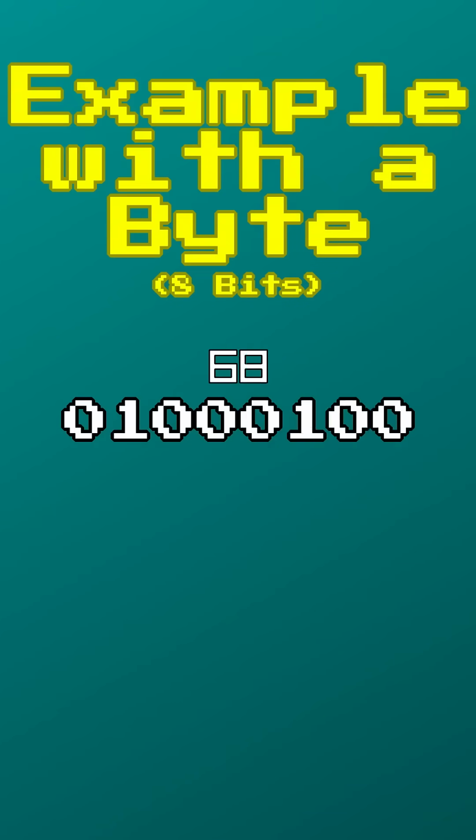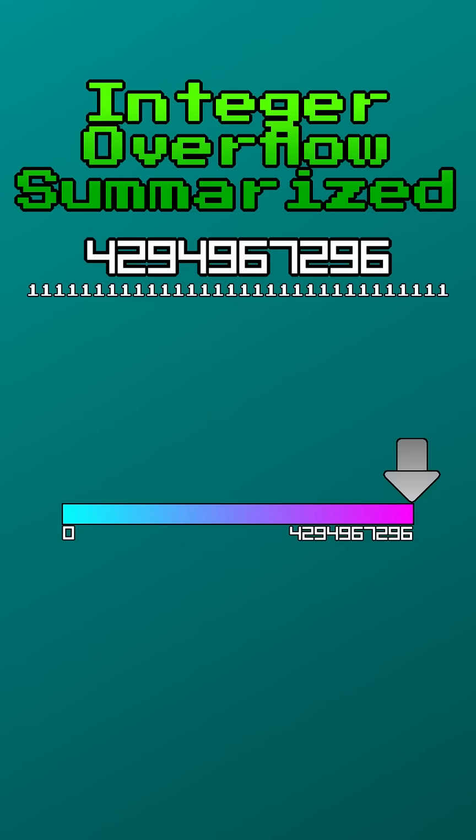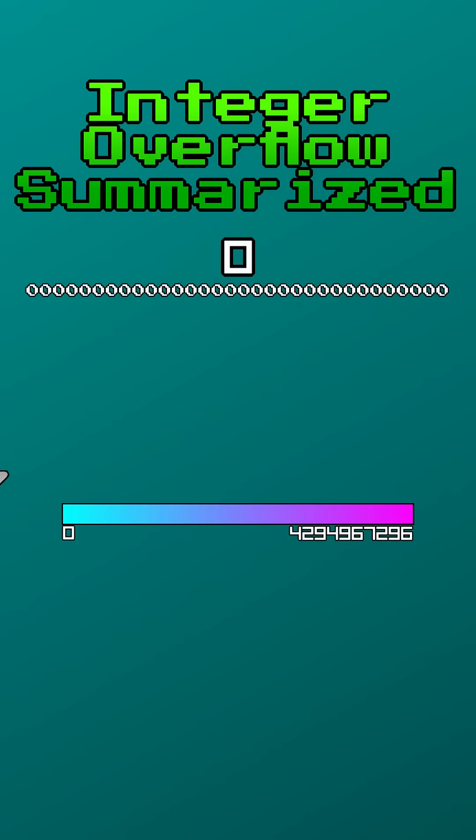Most other number types also have this issue, you just hear about integers a lot more as they're the most common type by far. So in short, an integer overflow is a non-fatal case where the game tried to add a value to a number that's already at the maximum, causing it to wrap around to the opposite end of the number spectrum.